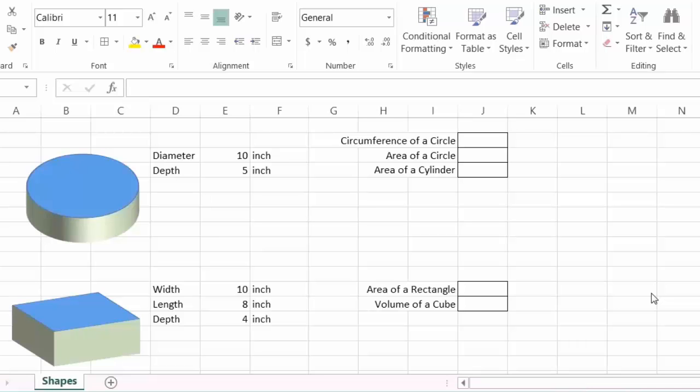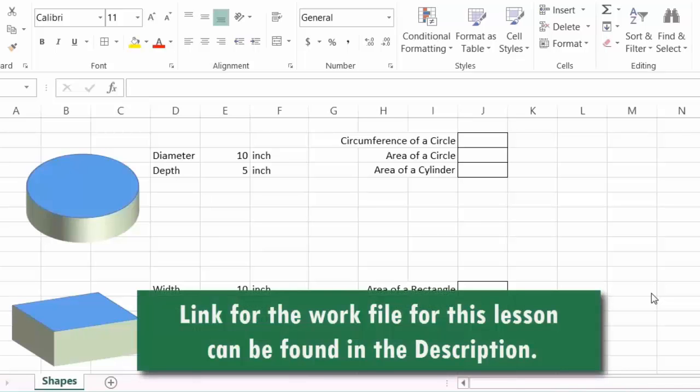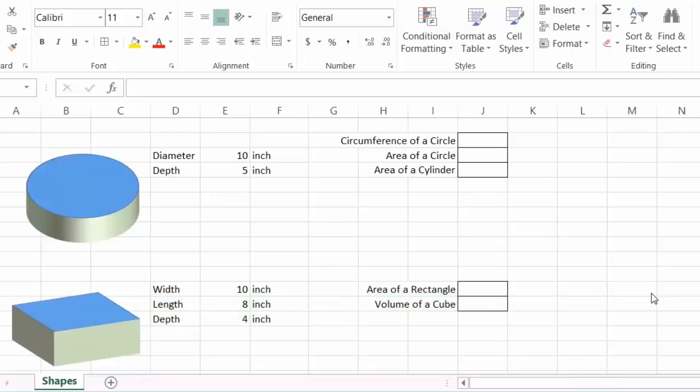We already know that Excel's forte is mathematical functions. So let's have a look at how we can calculate some fairly common areas and volumes using Excel. Taking our shapes file, you can see here that we have a circular shape and a rectangular shape, both of which have been given a 3D volume so that there is a depth and a depth for the rectangle.